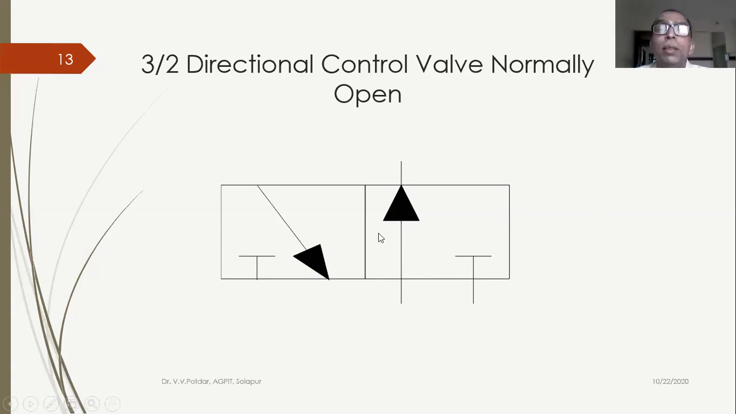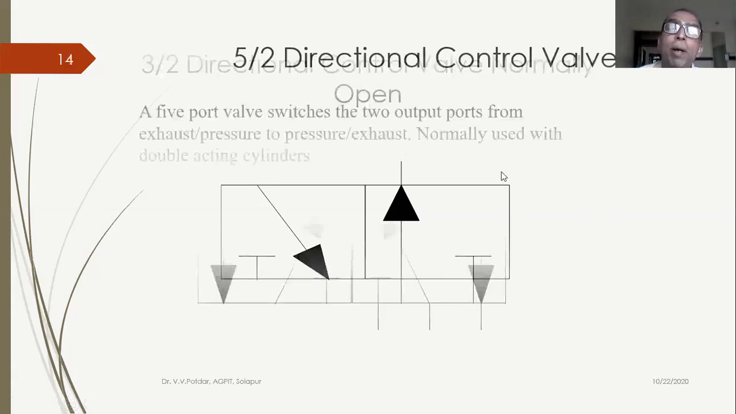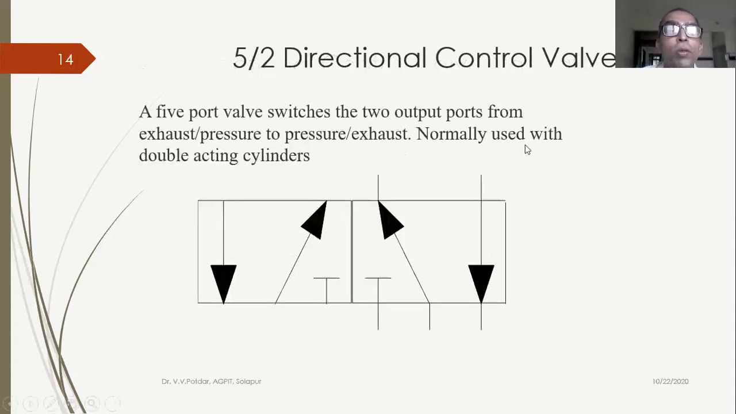Okay, so we'll move further. 5 by 2 directional control valve. What is important? It is normally used with double acting cylinders. A 5 port valve switches the 2 output ports from exhaust pressure to pressure exhaust. So why is this 5 port 2 position? 2 positions, as you can see. This is the original position.